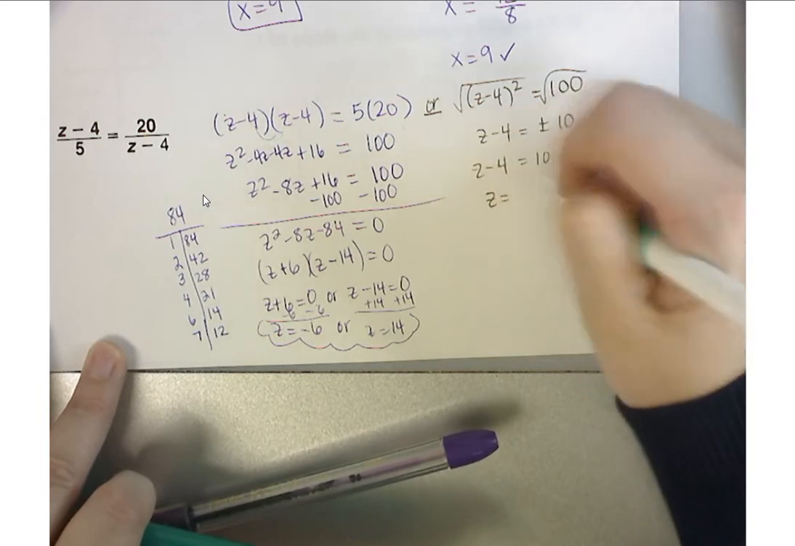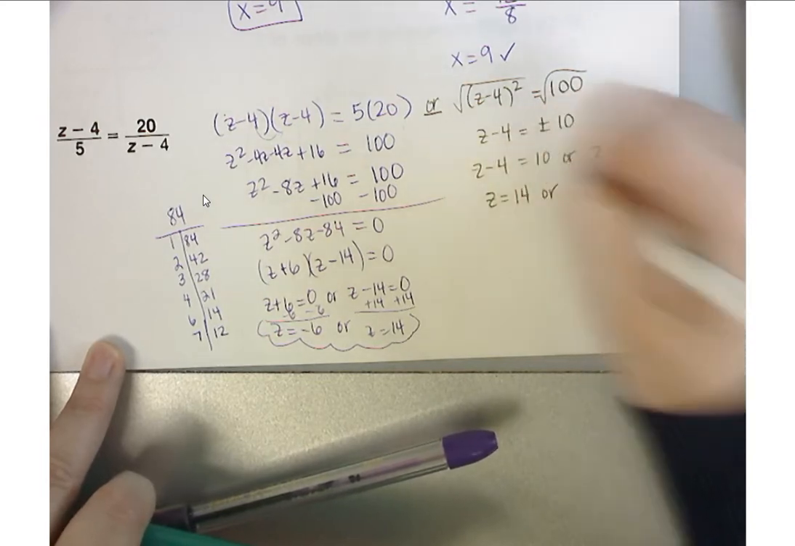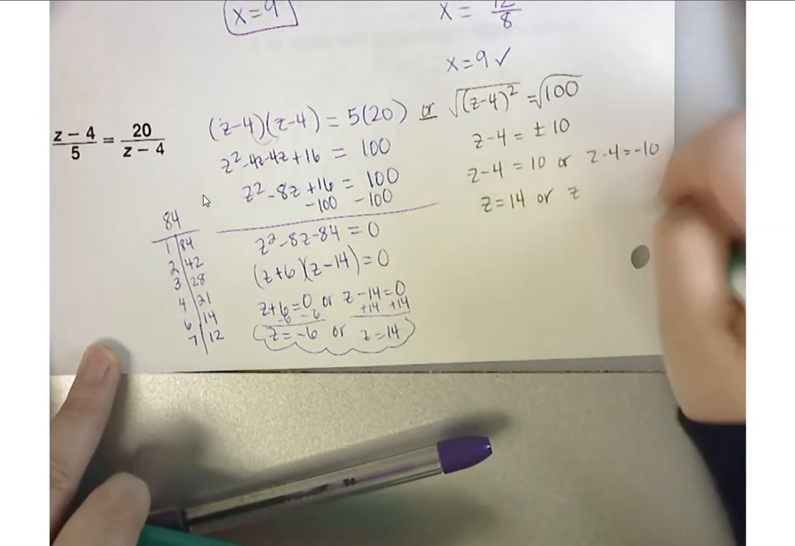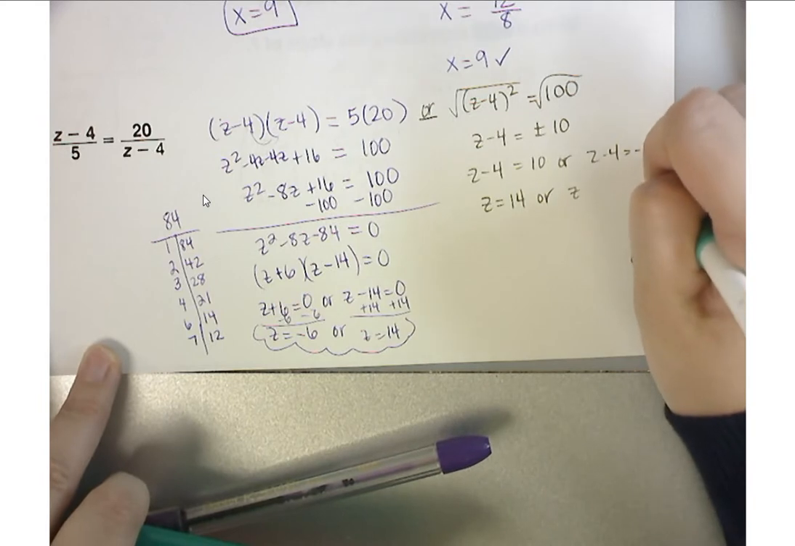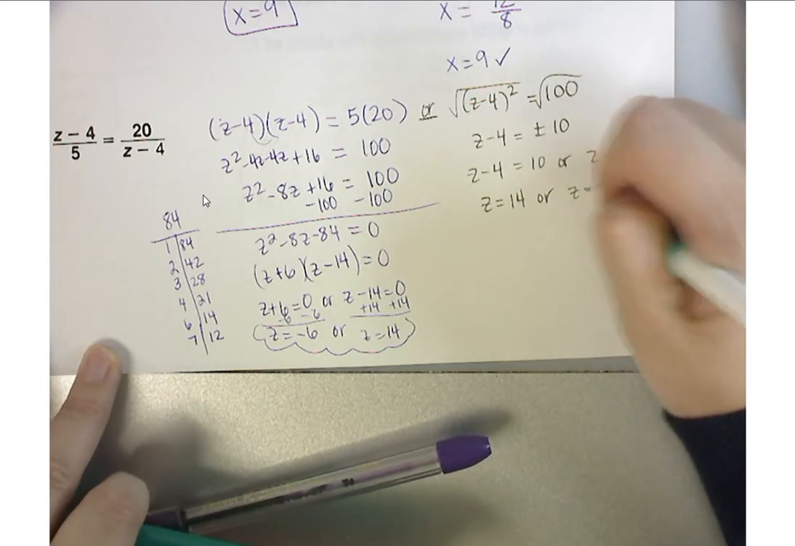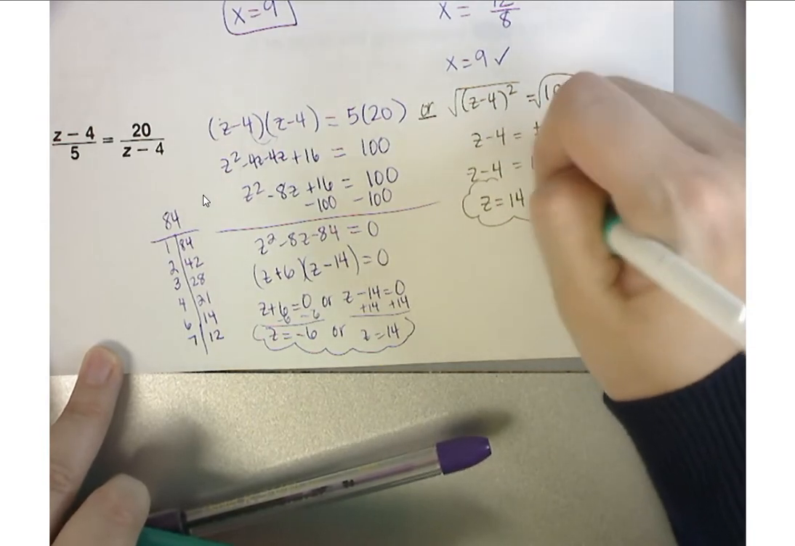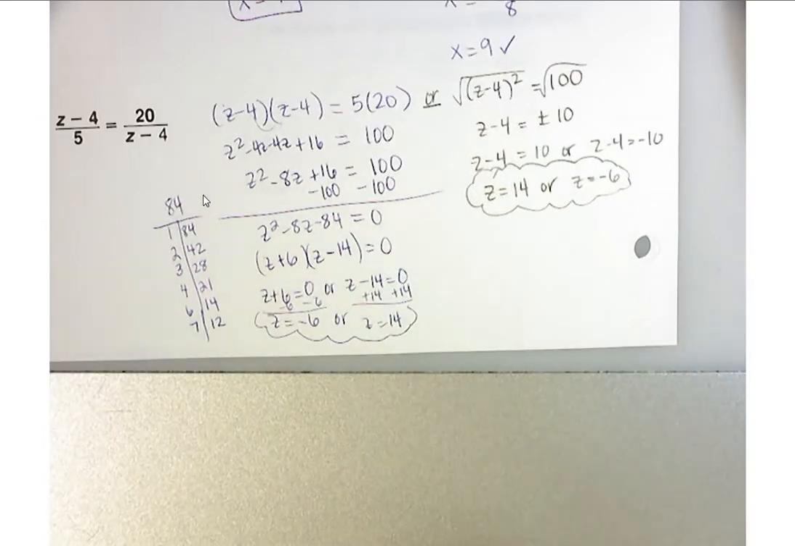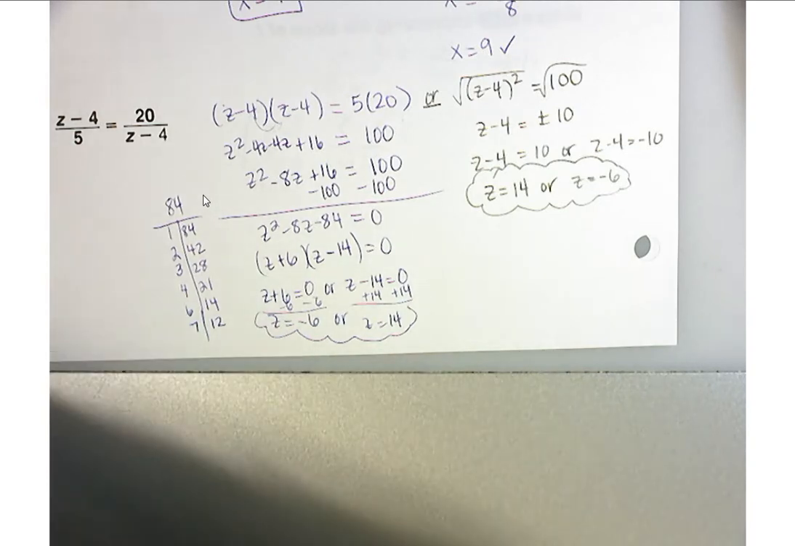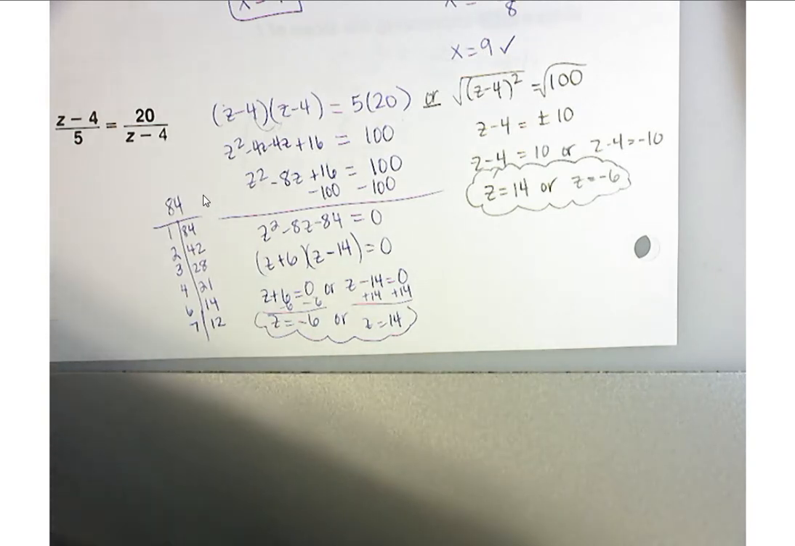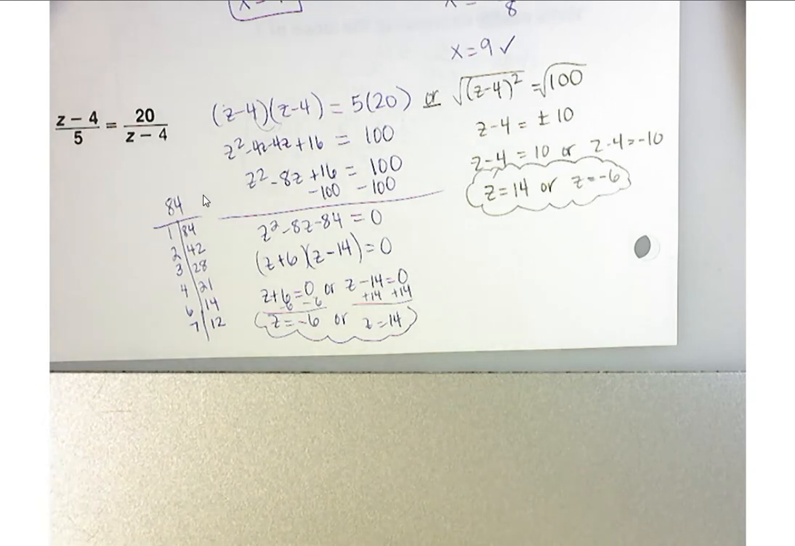So then I'd add 4 to both sides. And if you do 4 minus 10, you'd get negative 6. So see how that's a good strategy to use? Quicker than this when you have the 84. Okay, so you could use either one of those methods. All right, and then let's hop on over to the last page.